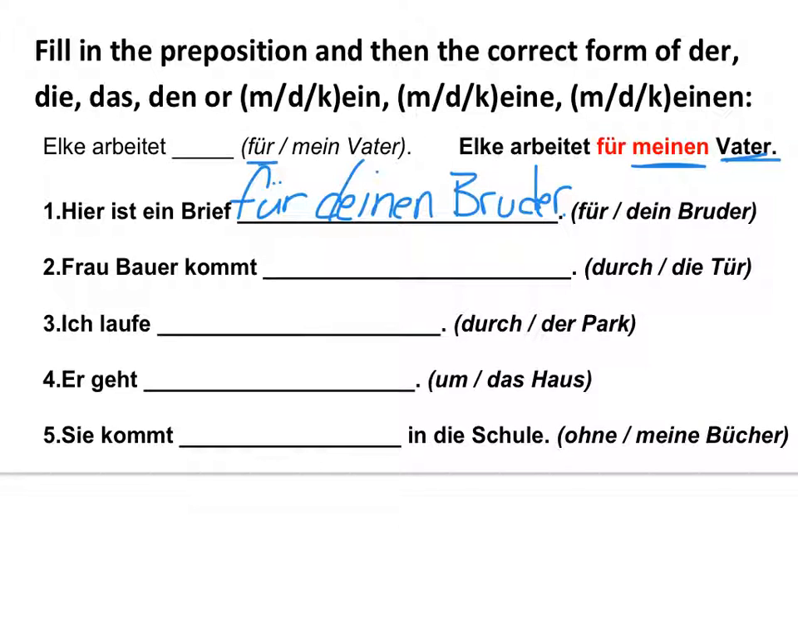Nummer 2, Frau Bauer kommt blank die Tür. Durch die Tür. Okay, so what is she going to be doing? She's going through the door. She's coming through the door. So Frau Bauer kommt, and then we put down durch. Durch makes it accusative. What are our next two words going to be? Die Tür. A couple people were mumbling it. We're still doing a der die das where die doesn't change in accusative. It's still die. Durch die Tür.